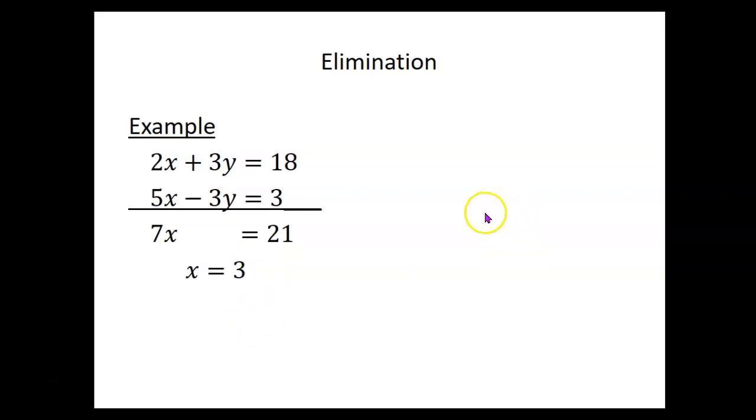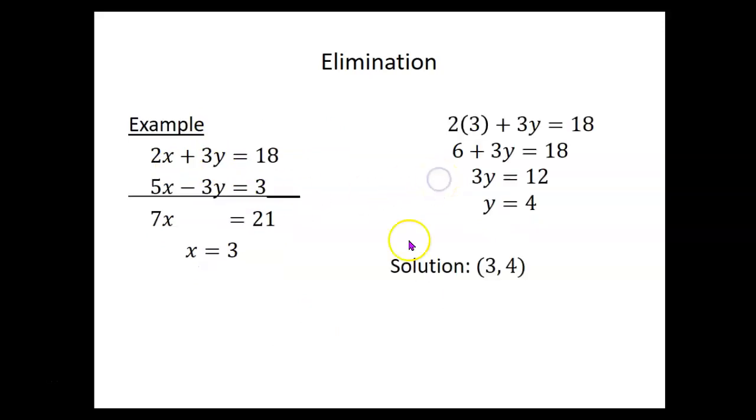And remember, we're not done until we know both x and y. Now we know x is 3. We can go back and plug that in place of x into, well, either one of the equations. I just used the top one. 2 times 3 plus 3y equals 18. So that gives you 6 plus 3y equals 18. Subtract 6 on both sides, you get 3y equals 12. Divide both sides by 3, you get y equals 4. And now we have our solution. x is 3 and y is 4. And that does make both equations true.